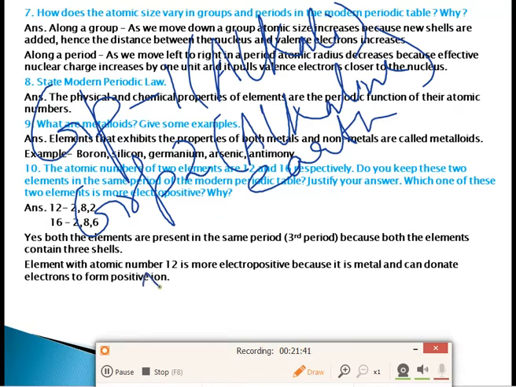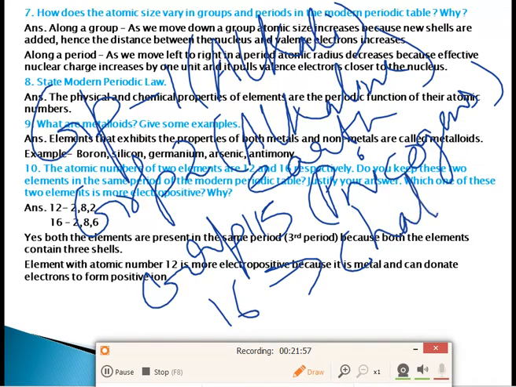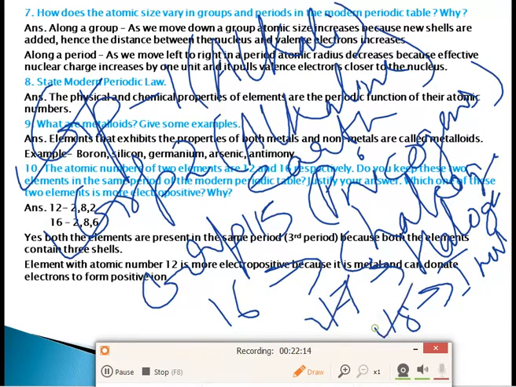Group number 15 are called pnicogens. Group number 16 are called chalcogens. But remember for group number 17 that they are called halogens. And group number 18, you all know that they are called inert gases or noble gases. So remember the names of the particular group, at least for group number 1, 2, 17 and 18.